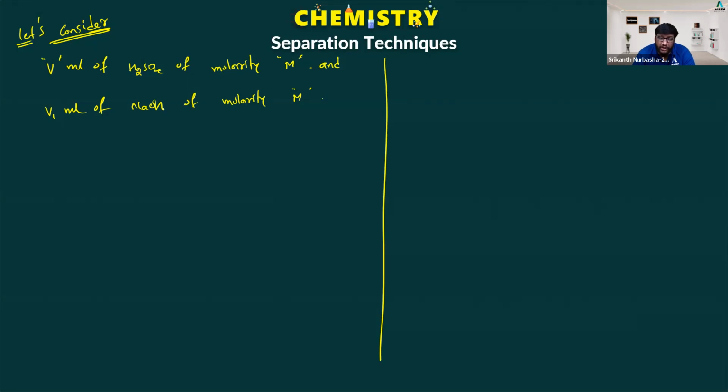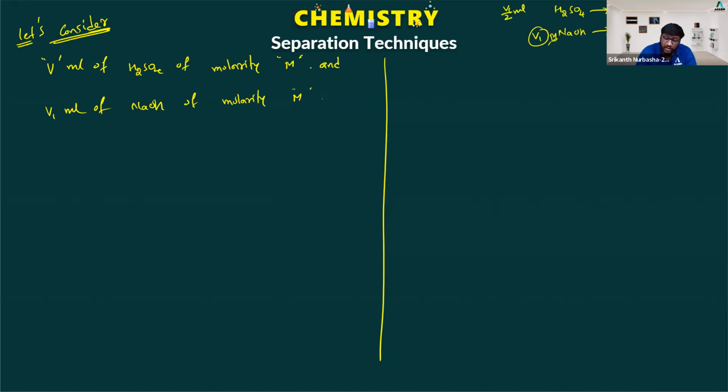V1 ml of NaOH will be reacting with how many ml of H2SO4? One molecule of H2SO4 gives 2 H plus ions, whereas one molecule of NaOH gives only one OH minus. So if V1 ml of NaOH we have taken, how much ml of H2SO4 is required? V1 ml of molarity M NaOH requires V1 by 2 ml or not?